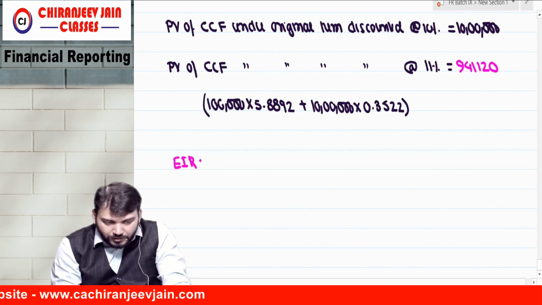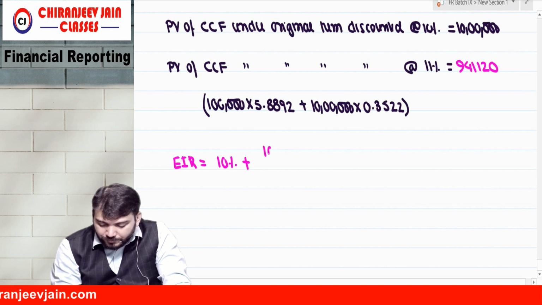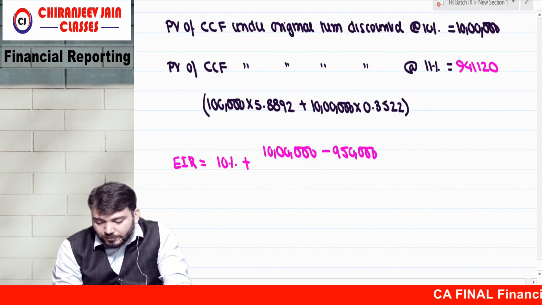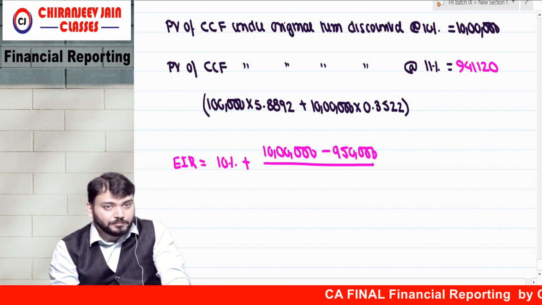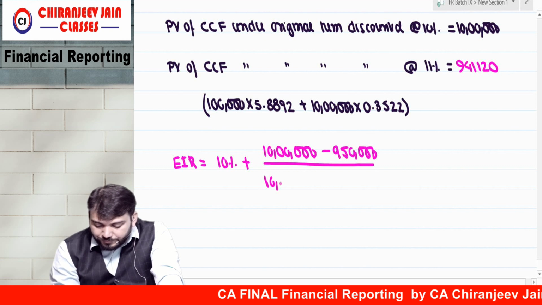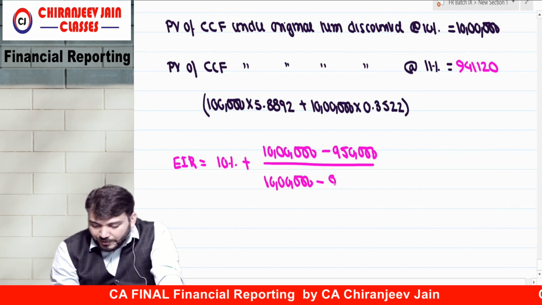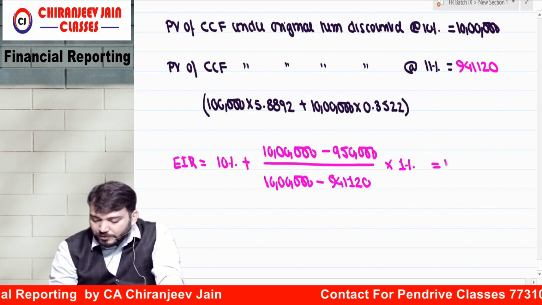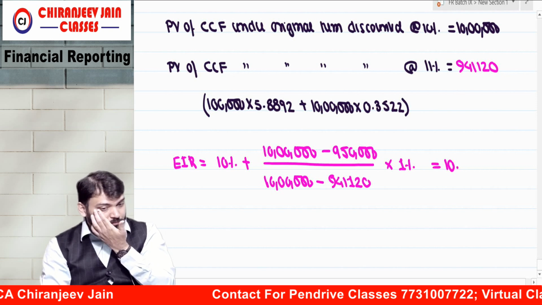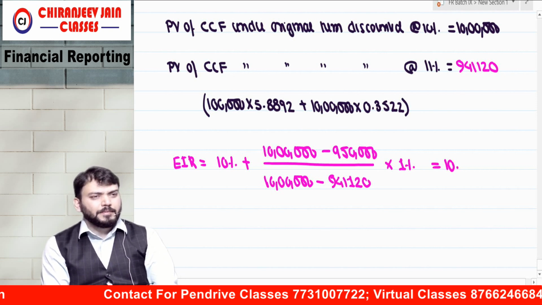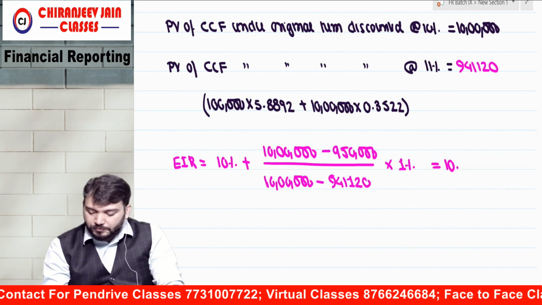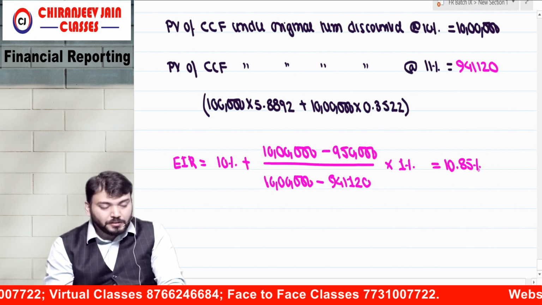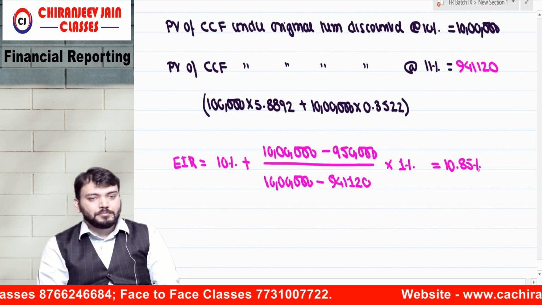So now we can calculate EIR. EIR is equal to 10% plus 10 lakh minus what? 9 lakh 50,000. Understood why 9 lakh 50,000? Because 50,000 is the transaction cost initially. Then 10 lakh minus 9 lakh 41,120, into difference. Difference is 1% is equal to 10 point how much? 10.85. So 85, can we take 85%? 10.85%. So this becomes original EIR.